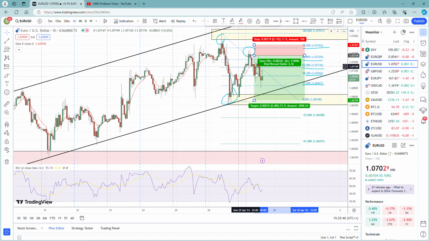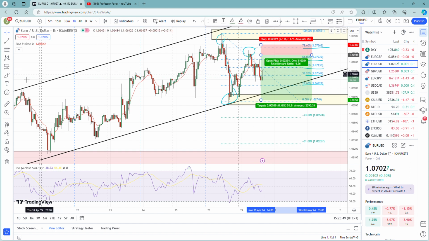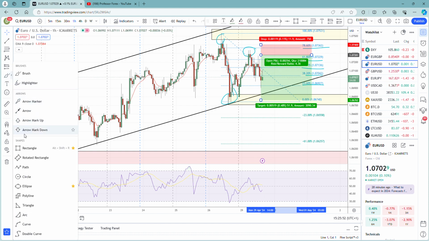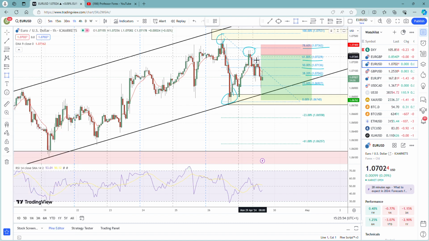But obviously, I only trade London session, 8 a.m., 9 a.m. to about 4, 5 p.m. So I missed that entry. And if I was trading at 9 o'clock, I would have entered on this candle here. I'm not trading today because I had a lot of meetings this morning, so I haven't had a chance to actually hit the charts till now.